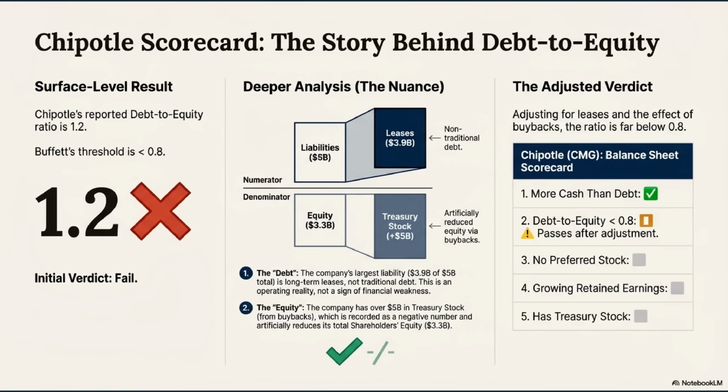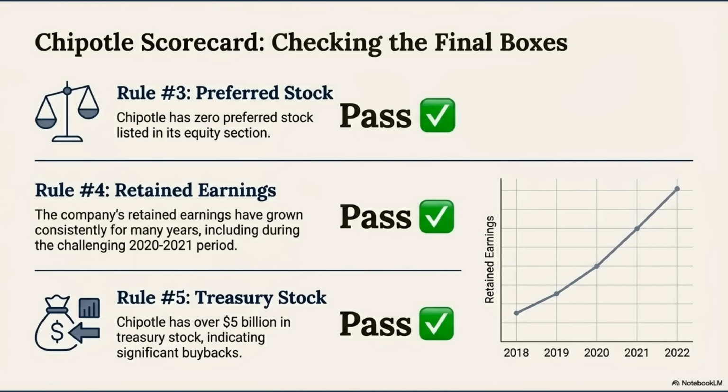So if a company generates cash, rule 1, using a little debt, rule 2, avoids desperate financing, rule 3, grows its reinvested profits consistently, rule 4, and uses excess cash intelligently to enhance shareholder value, rule 5, you've found yourself a financial powerhouse. You have. Fantastic. So those are the 5 ultra-simple tests.